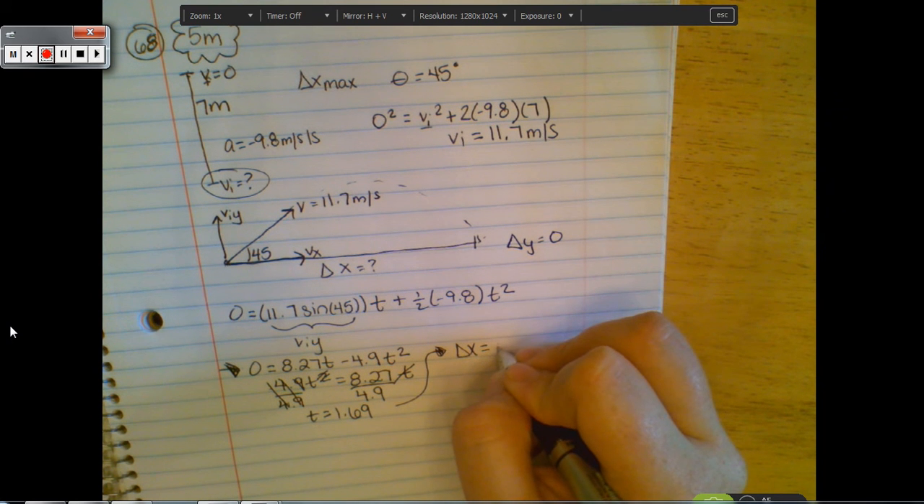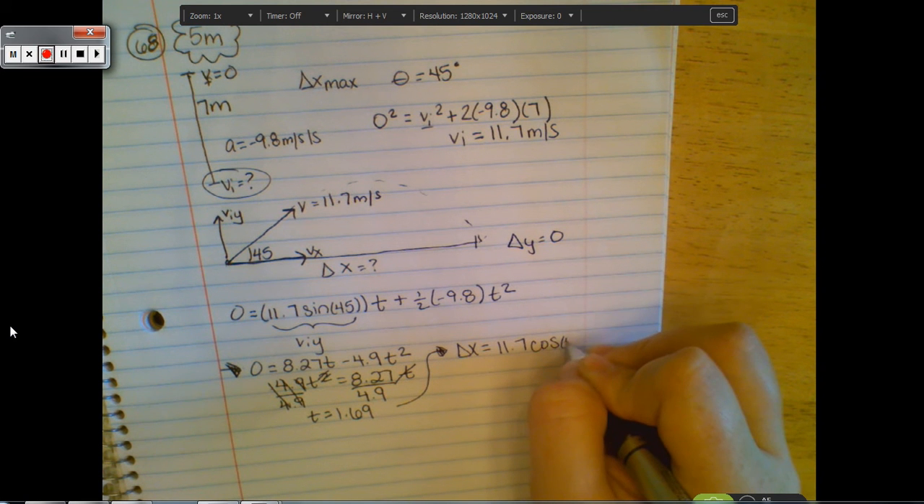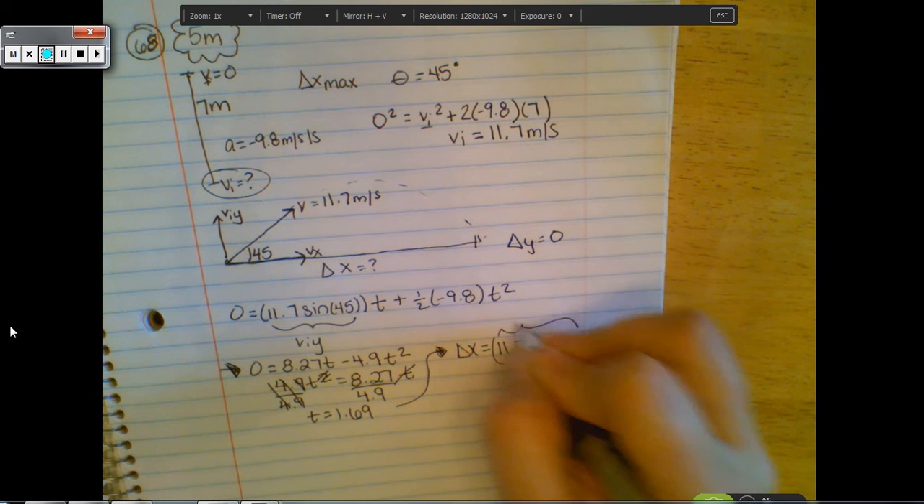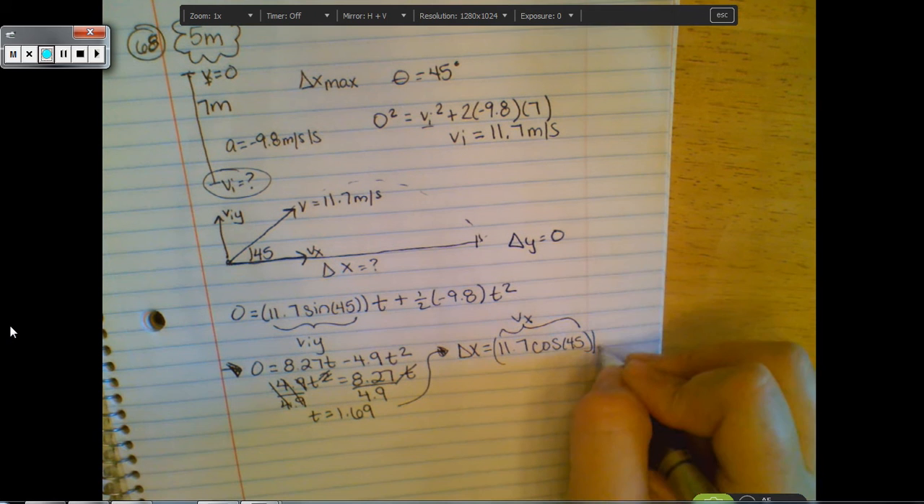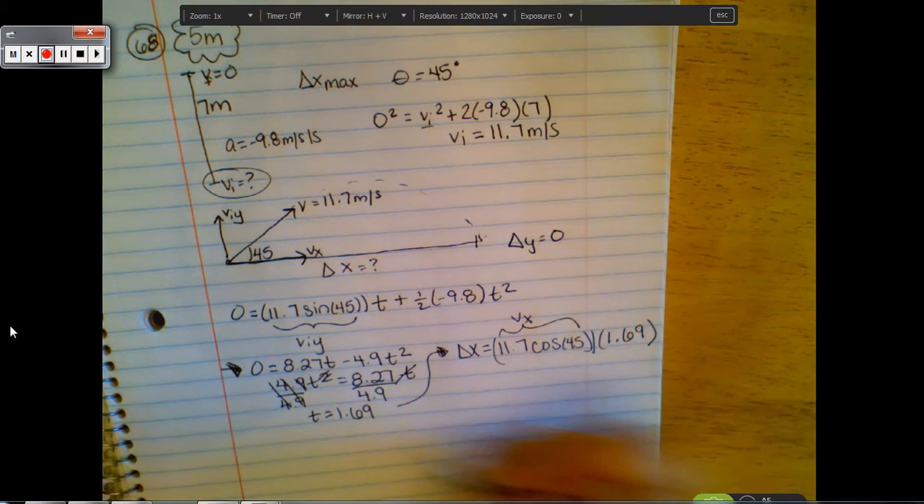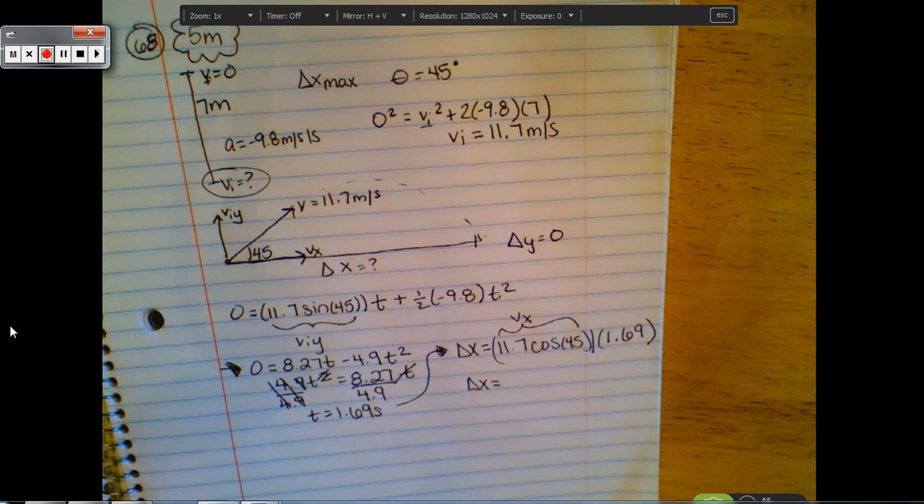And now delta x equals Vx times t. Now I know Vx is going to be 11.7 times the cosine of 45 degrees. So this right here is Vx. Don't get confused because I'm just putting it in my equation. And then time we found to be 1.69 seconds. So now delta x equals hopefully 5 meters because that's what I'm going for. 11.7 times the cosine of 45 times 1.69.